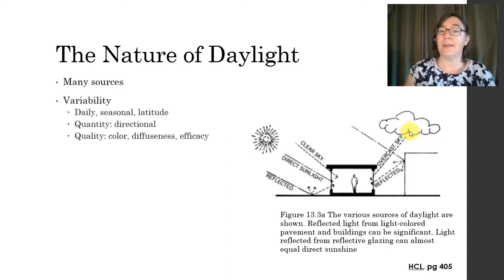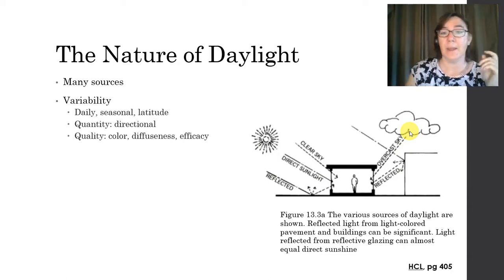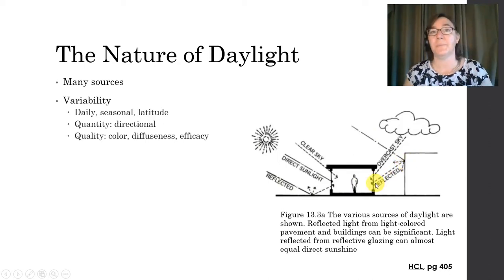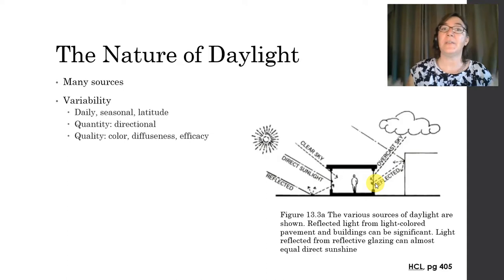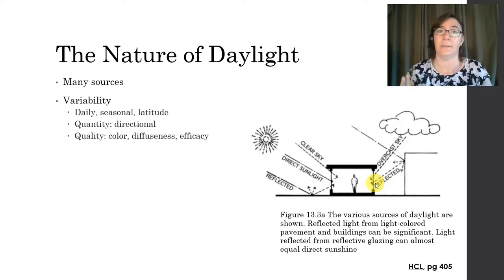While we're talking about reflected light, light can also be reflected from surfaces around your building. And so we see that here, it's being reflected off the ground, and in this illustration over here, it's being reflected off a nearby building. So you can see that the daylight can come from many different sources, and they each have their own unique qualities.